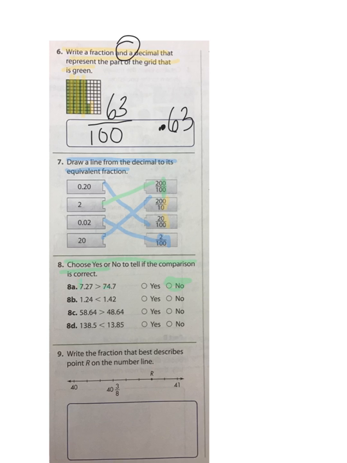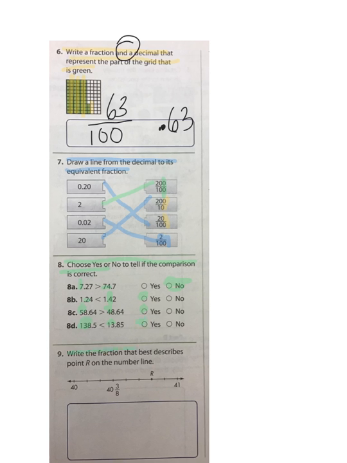All right, B. 1 and 24 hundredths is less than 1 and 42 hundredths. That would be correct, because we're comparing our tenths place, and 4 is greater than 2. C, we have 58 and 64 hundredths and 48 and 64 hundredths. Well, 58 is greater than 48, so that would be a yes. And last, we have 138 and 5 tenths and 13 and 85 tenths. Well, 138 is greater than 13, so that would be a yes.